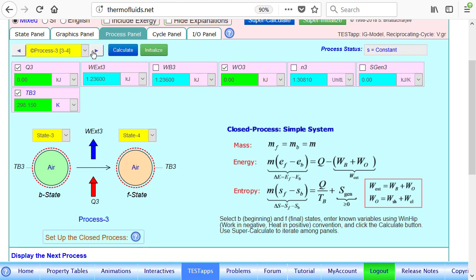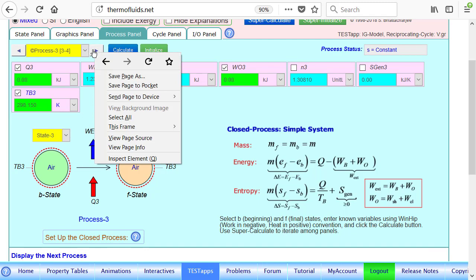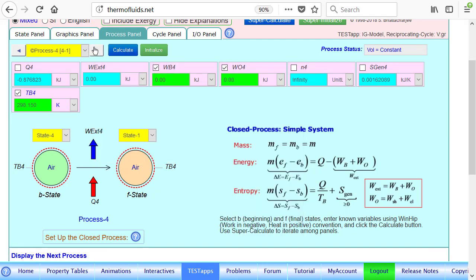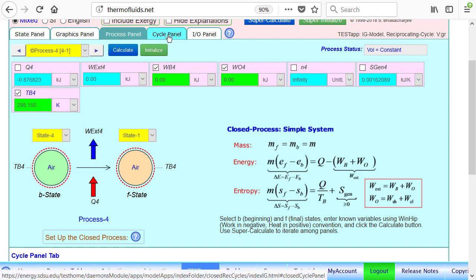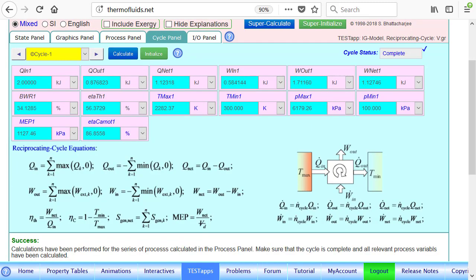Process 3 is our isentropic expansion, and as you can see here, W external is found. It's an adiabatic process, so Q3 has been put to 0. Process 4 is the blowdown, going from 4 back to 1, and there is no boundary work. It's a constant volume heat rejection process, so the heat rejection is found here. Now that all 4 processes have been calculated, we can go to the cycle panel, and everything else is found. Efficiency is shown here, the maximum temperature of the cycle, net work, all the quantities that you are interested in.